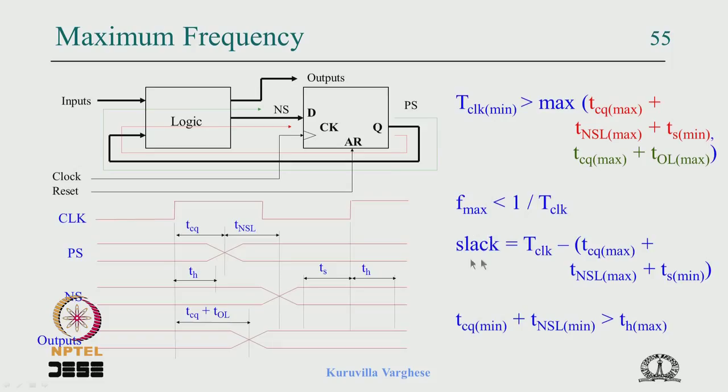So the slack is the margin we give, and the hold time violation condition is that TCQ min plus the T next state logic min should be greater than the hold value. Okay, so when the clock comes, because of the clock, the data at this point changes, but that should change only after the hold time. As I said, it is with respect to the same clock edge. Okay, so that is the essence of it.